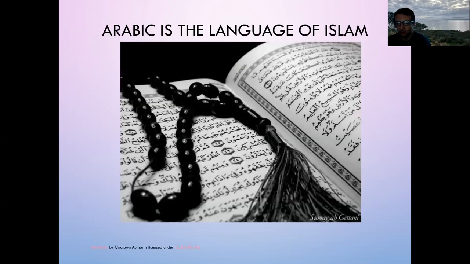So one important thing about the Arabic language is that it's the language of the religion of Islam. For Muslims, the Quran is the actual word of God, which was revealed through the archangel Jibril, or Gabriel in English, to the prophet of Islam, Muhammad, during the 23-year period of his prophetic mission. It was revealed in the Arabic language, which became therefore the language of Islam, even for non-Arab Muslims.